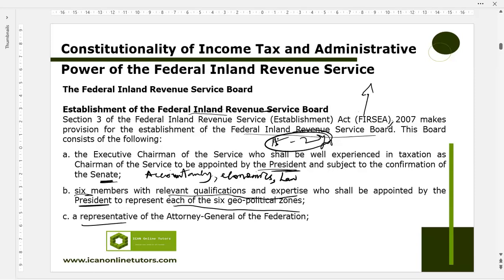And if the person is a tax practitioner, this person must be a member of the relevant professional body, because he is the chief executive and accounting officer of the FIRS and is also responsible for the execution of policy and the day-to-day administration of the affairs of the FIRS.